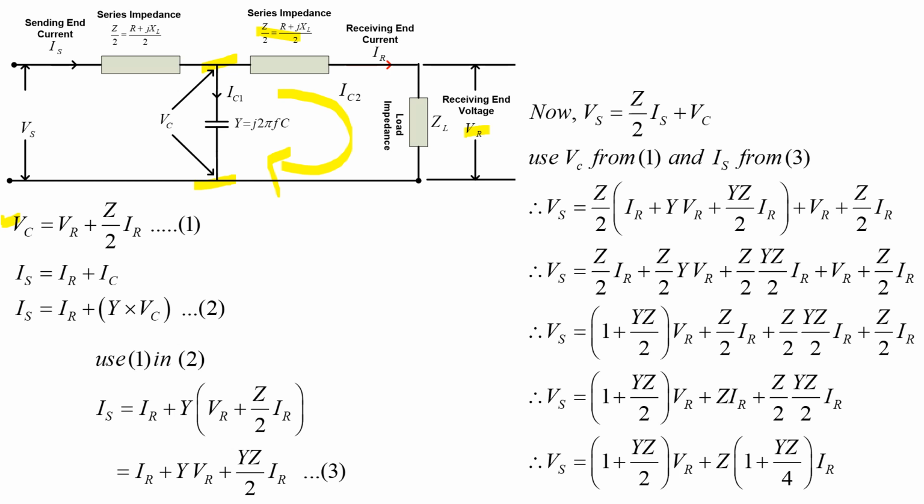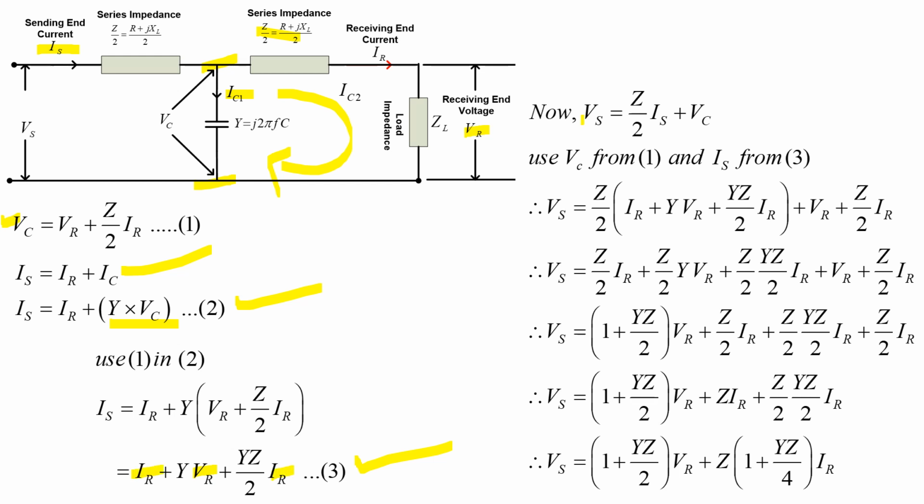Again, you can see that this is my current Is. This current Is is divided into Ic and IR, so I can write this equation. Then Ic is Y into Vc. This is my equation number 2. Use 1 in 2, you will get equation number 3. And this is my objective: to get the sending end current in terms of VR and IR.